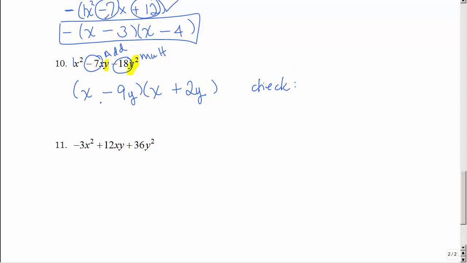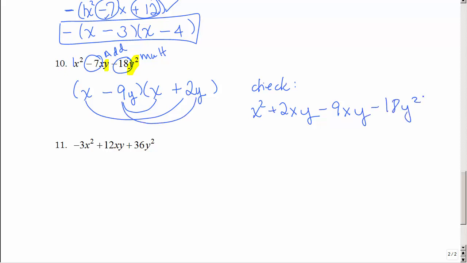Let's do that FOIL. So x times x is x squared. And when I multiply that, I'm going to get 2xy. Multiply that out. That's minus 9xy. And then I get negative 18y squared. If I put that together, I'm back to where I started out from. So don't panic if you see that xy in the middle. It's just going to separate the x's and the y's in the parentheses.